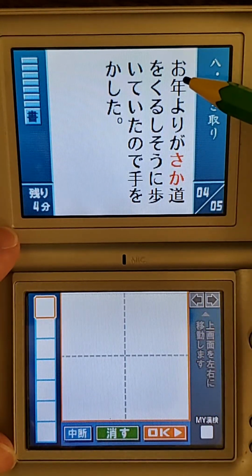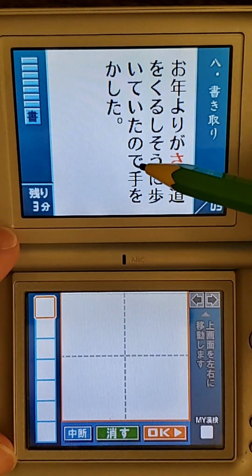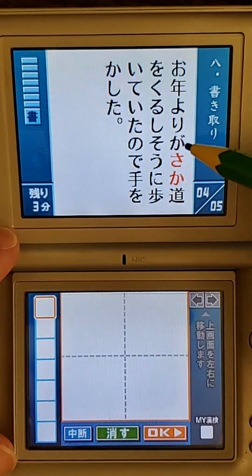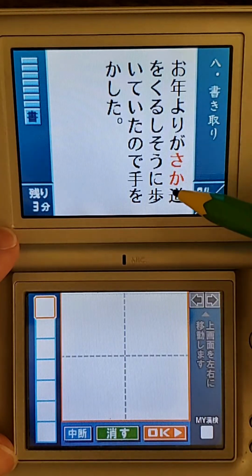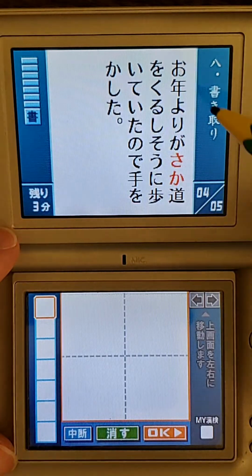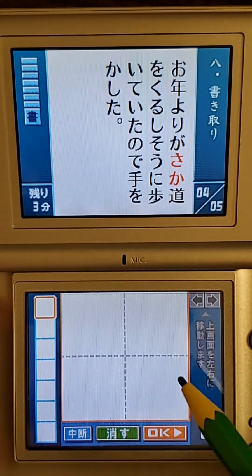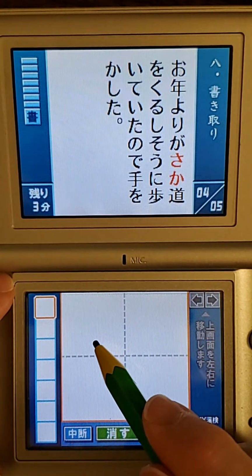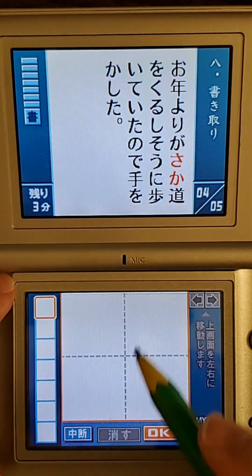お年寄りが坂道を苦しそうに歩いていたので手を貸した. So old person 坂道を苦しそう. It looks like the old person was having a hard time on the hill. So I gave him a hand. No, Beans, nice. Yeah, did you get that, Beans? So Kanken DS3 is that game. Sakamichi. So we're gonna do this. So hill. I'm messing up here.